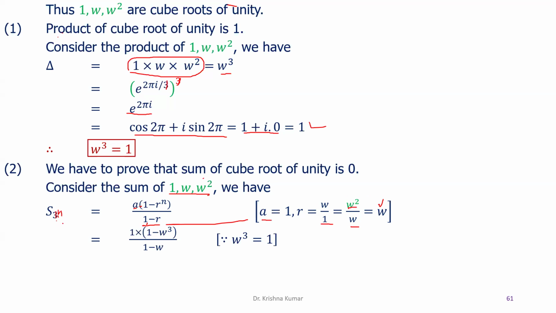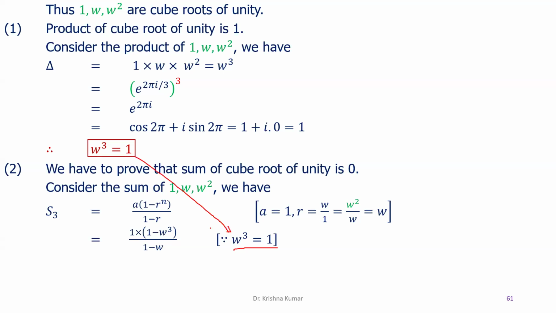So therefore we write S3 equal to 1 into 1 minus omega cube upon 1 minus omega. But we know that omega cube is equal to 1 from the previous result. So S3 is equal to 1 into 1 minus 1 upon 1 minus omega. So 1 minus 1 is 0. So it gives us the sum of these three roots, 1, omega, omega square, equal to 0.